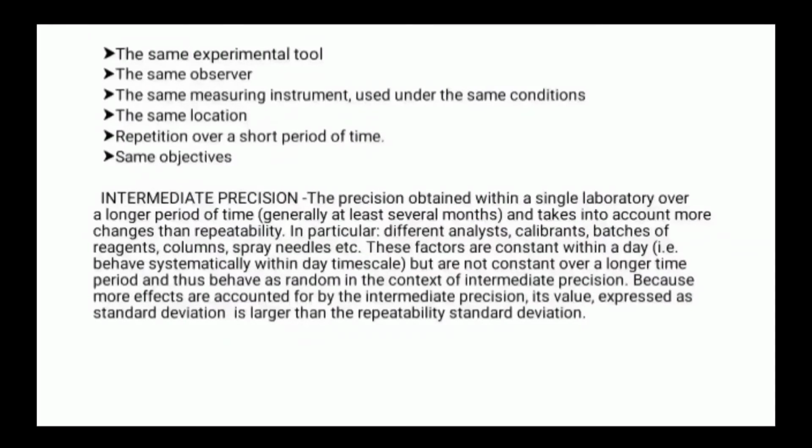Intermediate precision. The precision obtained within a single laboratory over a longer period of time, generally at least several months, and takes into account more changes than repeatability. In particular, different analysts, calibrants, batches of reagents, columns, sprays, needles, etc. These factors are constant within a day, that is, they behave systematically within a day time scale, but are not constant over a longer time period, and thus behave as random in the context of intermediate precision. Because more effects are accounted for by the intermediate precision, its value expressed as a standard deviation is larger than a repeatability standard deviation.